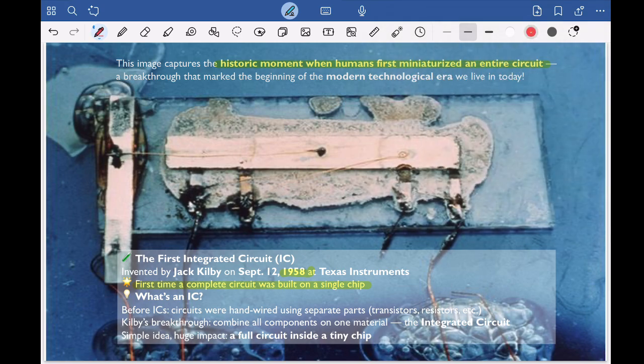Integrated circuit is a very important term. If you are interested in semiconductors, you have to know about the IC. You have to know about the transistor, you have to know about the FinFET, you have to know about EUV, and you also have to know about the IC.